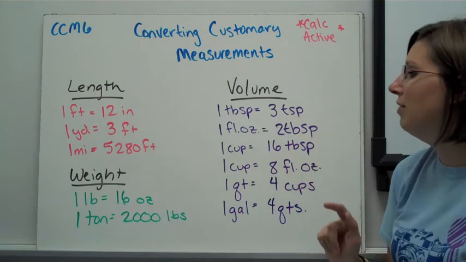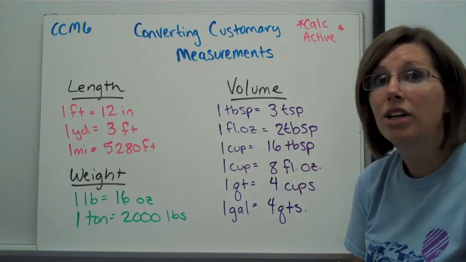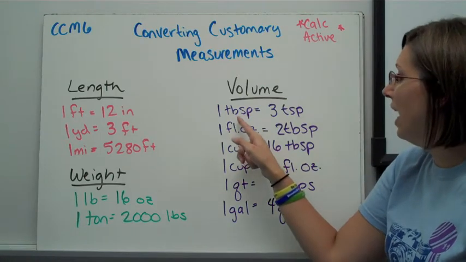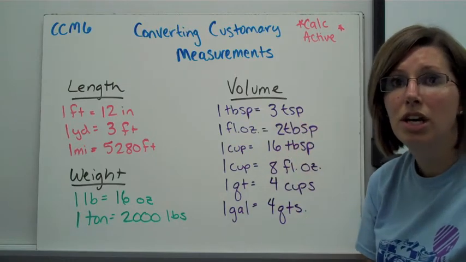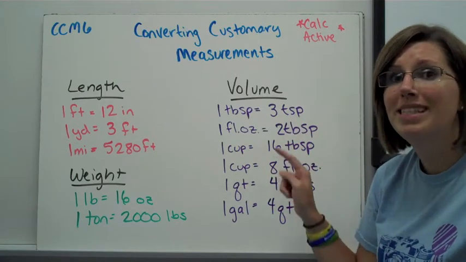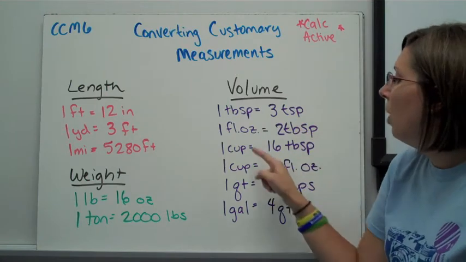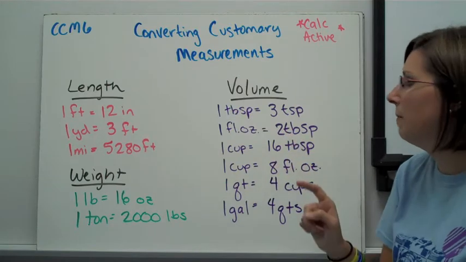Volume, we use a lot of volume measurements when we're measuring liquids or when you're cooking, you're using a lot of these measurements. 1 tablespoon equals 3 teaspoons. If you've ever been in the kitchen, these are 2 different types of measurements, and these are the abbreviations for those measurements. 1 fluid ounce equals 2 tablespoons.